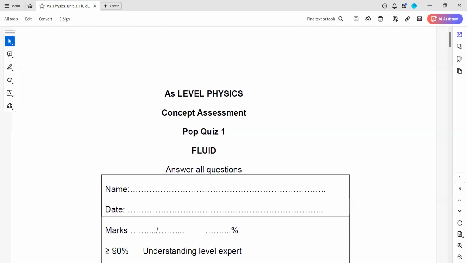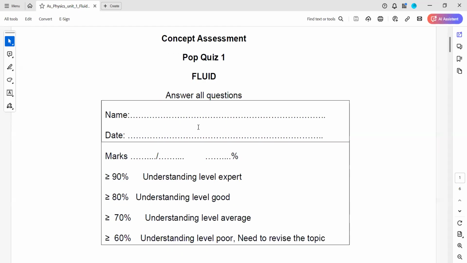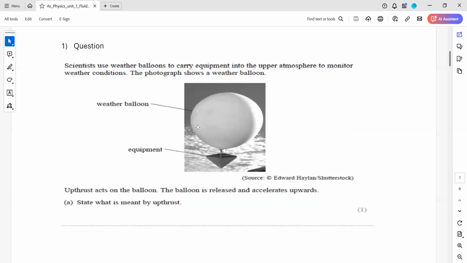Pop quiz. The pop quiz, which was related to the fluid.